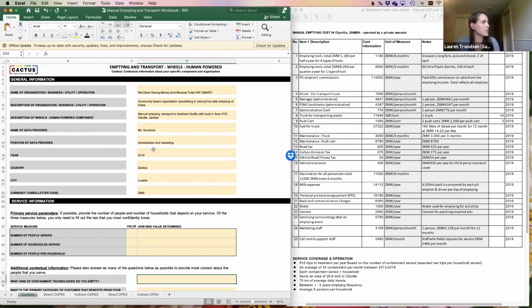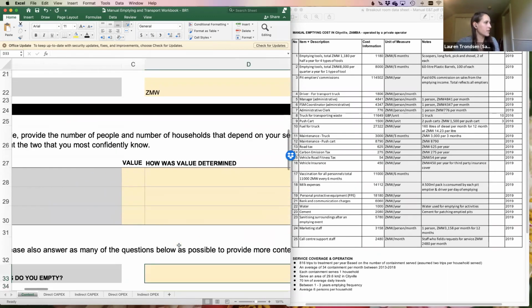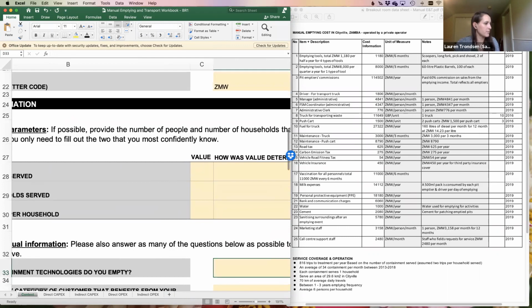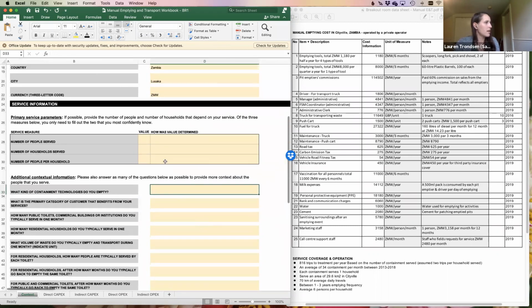Okay, so jumping in, the context tab, like I said, the top here has been pre-filled. The next section is the service information. And gosh, the service information is really important because the key metrics that Cactus is calculating are the total annualized cost per person and total annualized cost per household. So how many people you are serving and how many households you are serving is the denominator there, and really important.